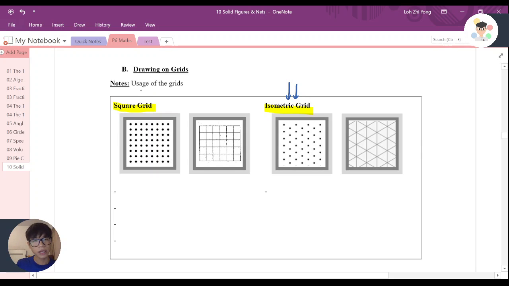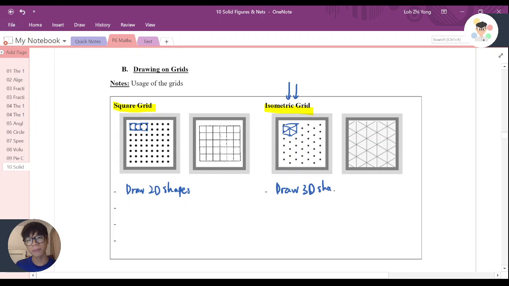Now, the biggest difference between square grids and isometric grids is that a square grid is like a square. Can you see that? If you want to draw on it, it's a square. However, if you draw on an isometric grid, it's like a triangle. Square grid is mainly for you to draw 2D shapes, and isometric grids are mainly for you to draw 3D shapes.